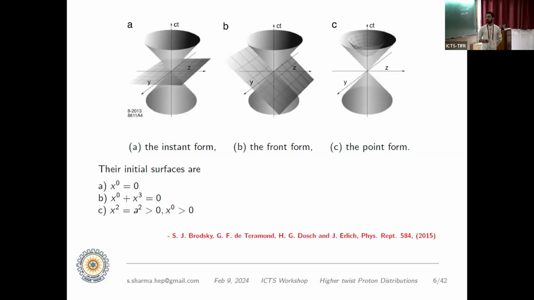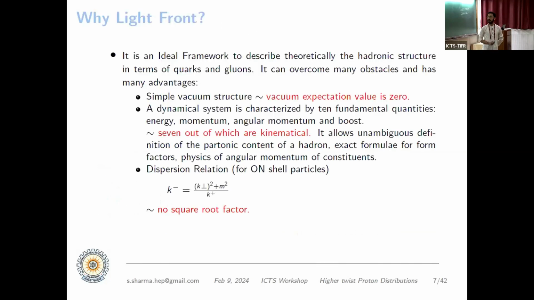Now the question is which form we should use. There are three different forms: instant form, front form, and point form, with different initial surfaces, and we are going to work with the front form. Why so? Because it is an ideal framework to theoretically describe the hadronic structure in terms of quark and gluon degrees of freedom. It has a simple vacuum structure, that is, the vacuum expectation value is 0, so no particle-antiparticle pair can pop up by itself.